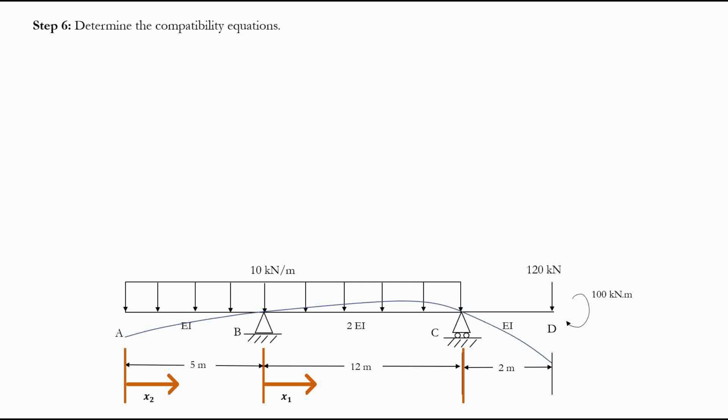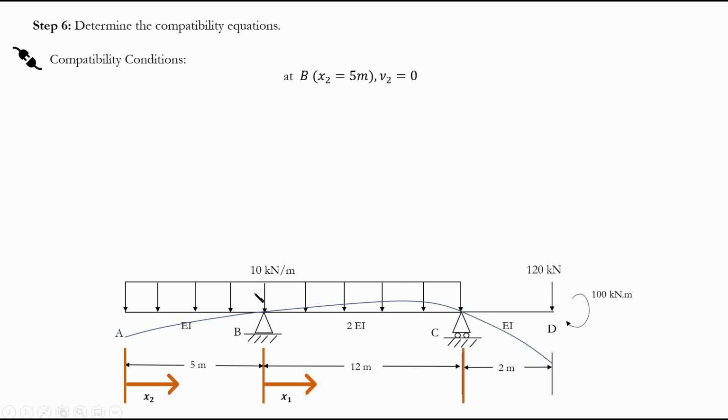We already wrote the rotation and deflection equations, and I mentioned the compatibility conditions on the previous page. What are the compatibility conditions? From portion A to B, at x2 equals 5. Why is x2 equals 5? Because if I want to find support B from the left side, I go 5 meters. So at point B, I can say my deflection is 0. That's pretty simple. But what is the second condition?